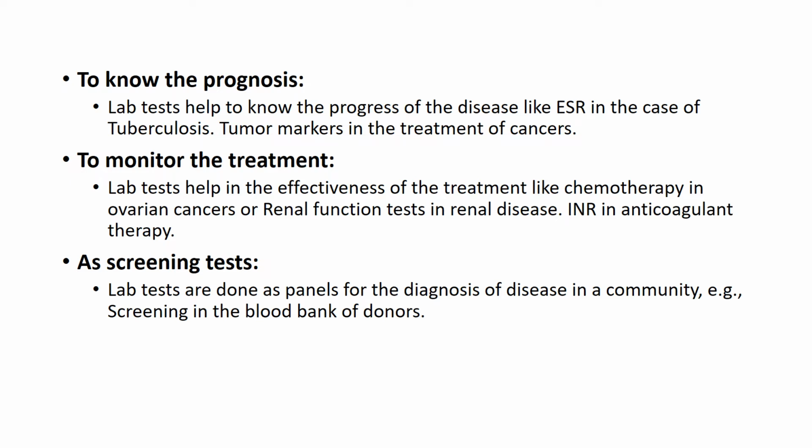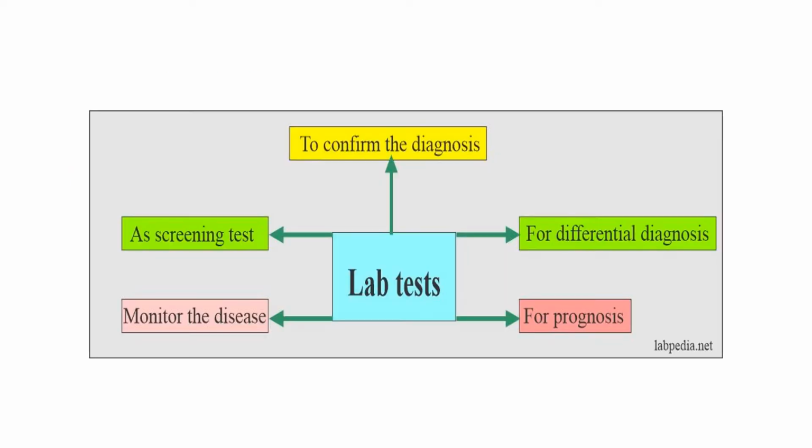And finally, lab test is also indicated as a screening test. So these lab tests are done as panels for the diagnosis of disease in a community. For example, screening in the blood bank of donors. So this is to summarize the indication for lab tests. To confirm the diagnosis, for differential diagnosis, lab tests can be done for prognosis, for monitoring the disease, and also as a screening test.